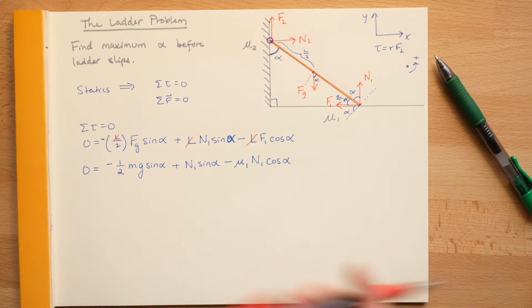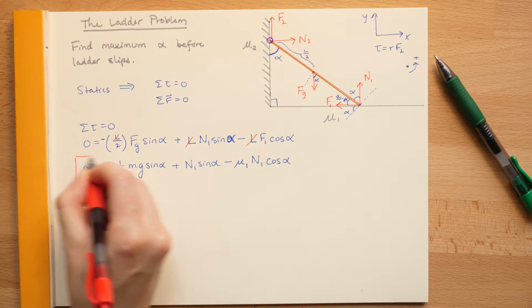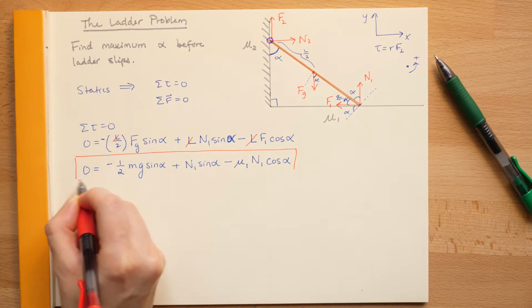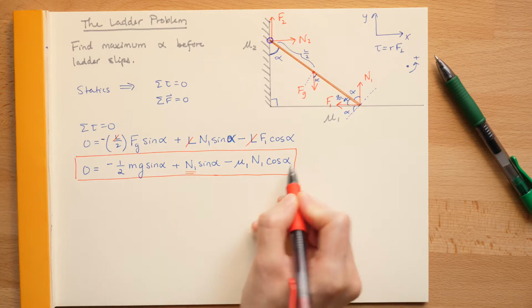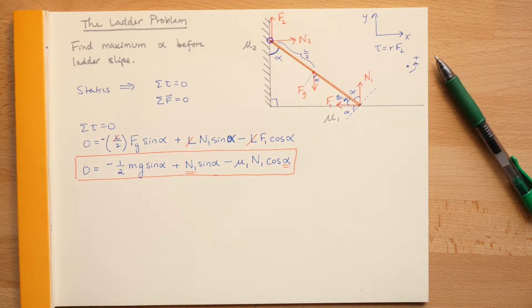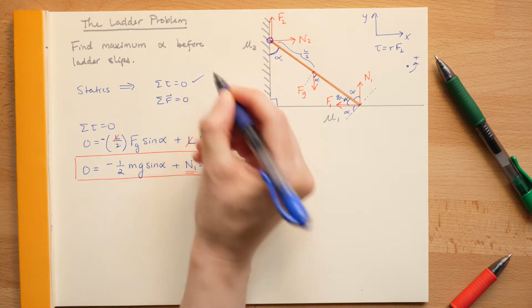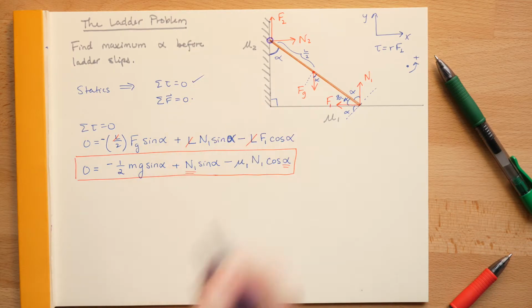Okay, so that's our equation from torque. It has two unknowns in it: N1 and alpha. So we need more information. We did the torque, so let's look at summing the forces.